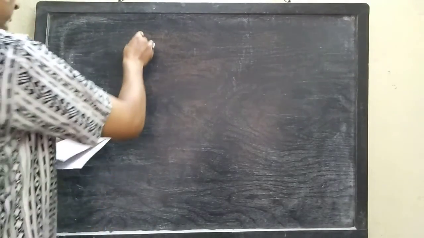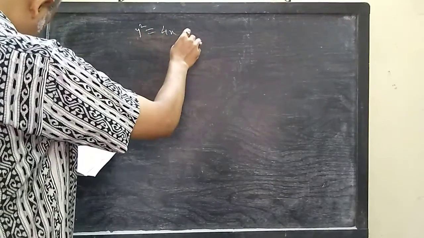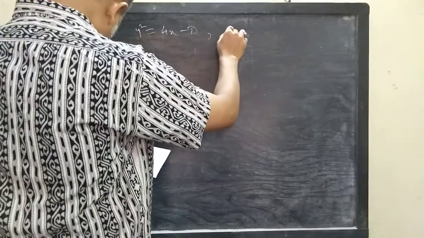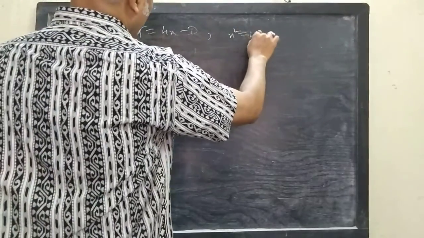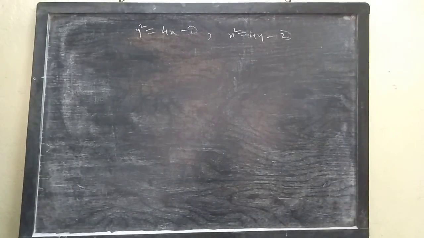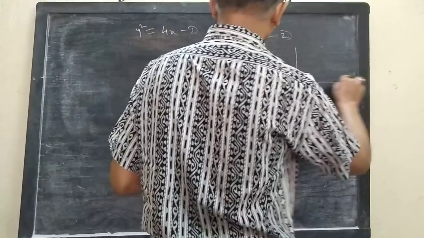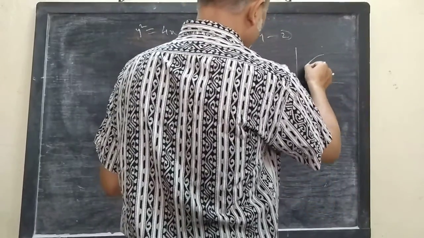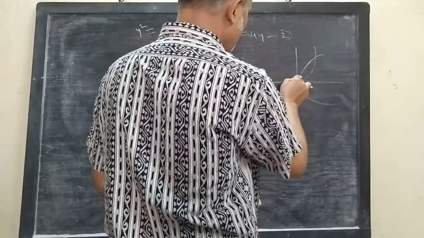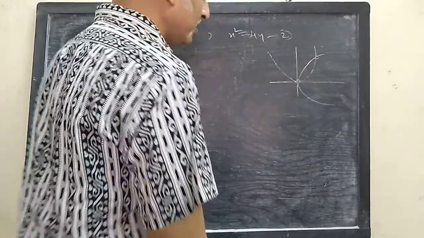We have two curves: y square equals 4x, this is number 1, and another one is x square equals 4y. We know that these two curves are two parabolas. So if we draw the diagram, look, y square equals 4x will be in this way, x square equals 4y will be in this way. So they intersect at these 2 points.